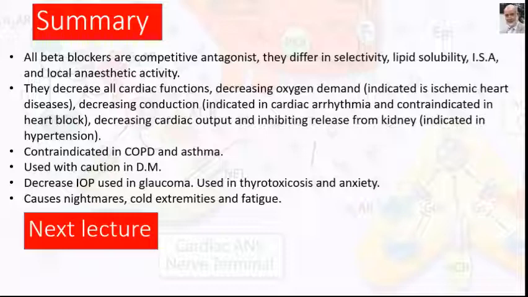By this, we have finished talking about the autonomic nervous system and drugs acting on the autonomic nervous system, including the parasympathetic and sympathetic nervous system. And in the next lecture, inshallah, or the next presentation, we'll start talking about drugs which act on the cardiovascular system.